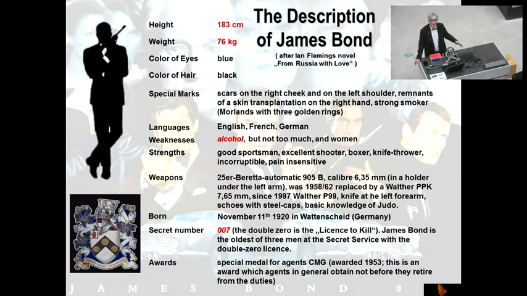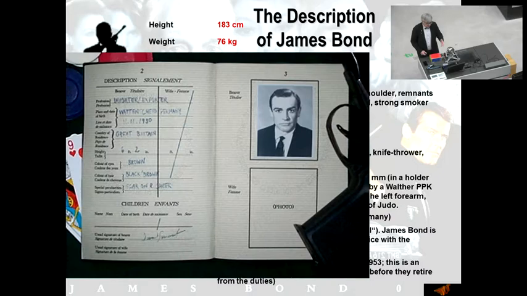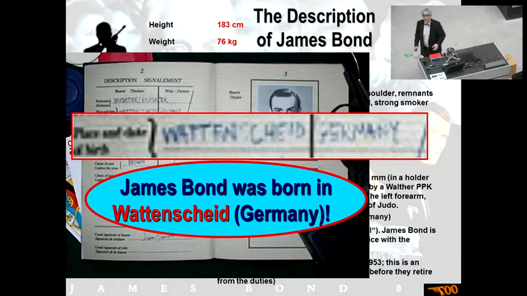When you look into his passport, another very interesting fact appears. Here is his passport, and his place of birth is Wattenscheid in Germany. Wattenscheid is only 15 kilometers from here. So we are almost at the birthplace of James Bond. How can James Bond have a birthplace? Well, there is an official biography of James Bond. This exists. And in this official biography, it is fixed that the birthplace of James Bond is Wattenscheid. He was born on the 11th of November in the year 1920 in Wattenscheid, Germany. The story why this happened is also written down in this biography. So this is clear. James Bond is born very close from this place here.